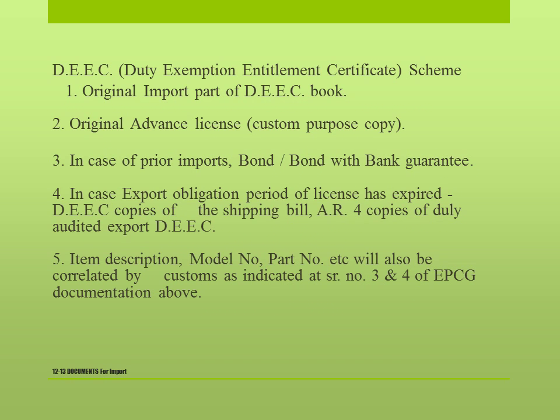DEEC Duty Exemption Entitlement Certificate Scheme. Original import part of DEEC book, original advance license, customs purposes only, in case of prior imports, bond or bond with bank guarantee, in case export obligation period of license has expired, DEEC copies of shipping bill, AR4 copies of duly audited export DEEC item description, model number, part number, etc. will also be correlated by customs as indicated at serial number 3 and 4 of EPCG documents above.